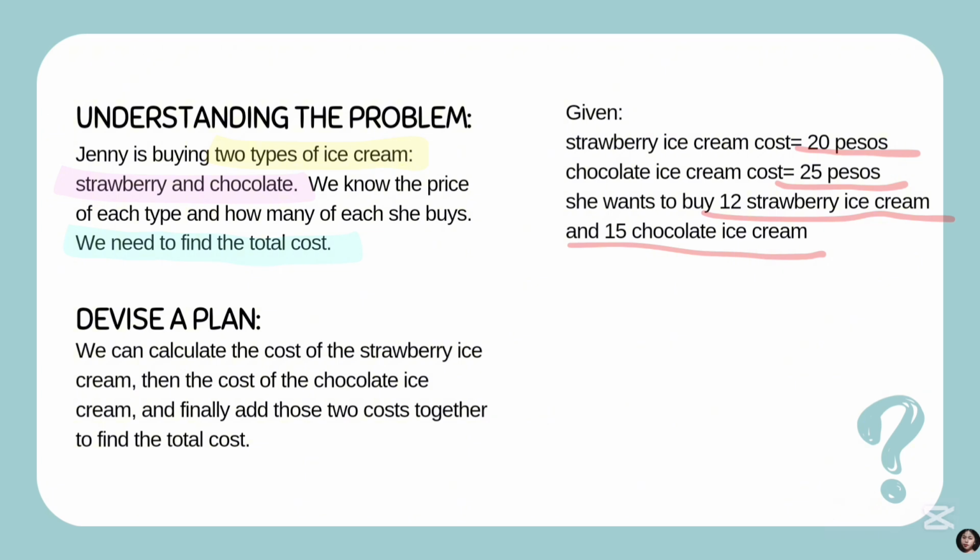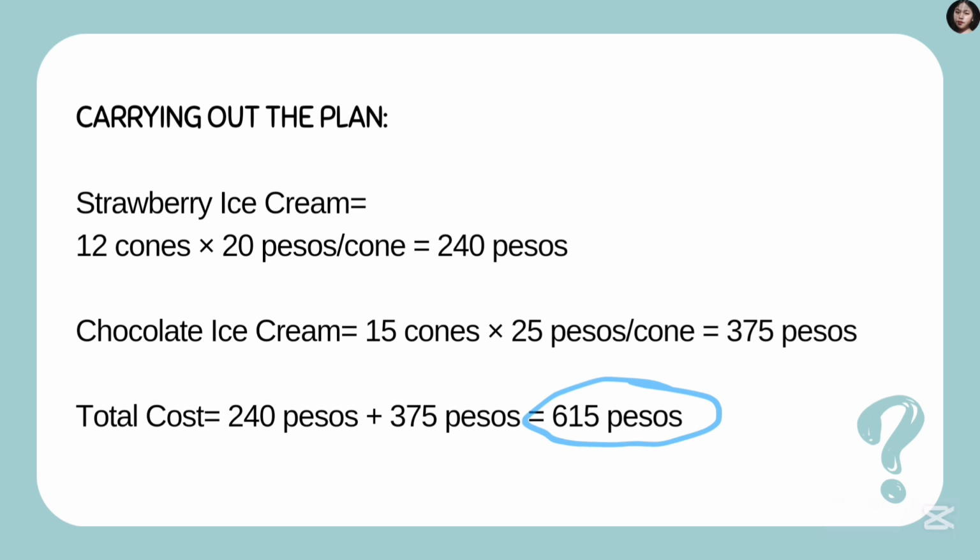So, magde-devise na tayo ng plan or magpaplano na tayo kung ano ba talaga yung gagawin natin. So, yan yung second step. So, we can calculate the cost of strawberry ice cream, then the cost of the chocolate ice cream, and finally, add those 2 costs together to find the cost. Third step is to carrying out the plan. So, susundin na natin yung pinlano natin kanina, which is, kakalculate na muna natin yung total cost ng strawberry ice cream and yung total cost ng chocolate ice cream. And then, i-add natin yung parehas to get the total cost.